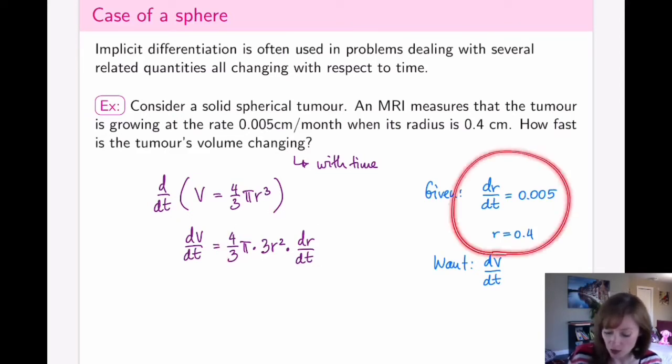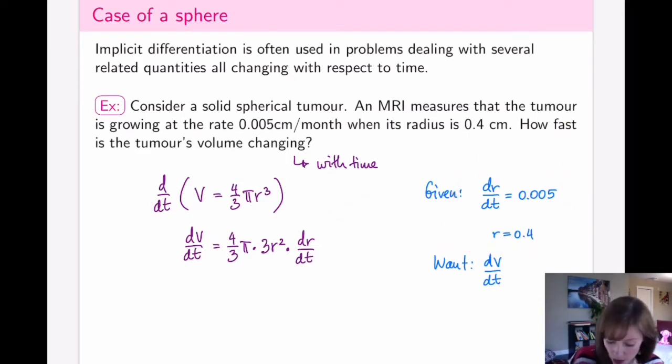So I need to plug in all this given information into here, and I'm going to have myself an actual answer. So we're going to plug in r equals 0.4, and dr by dt was 0.005. Okay, so altogether, as the answer, once we've computed it all, and you can plug in pi equals 3.14 or some kind of approximation of it, this should work out to be 0.03 units per month.